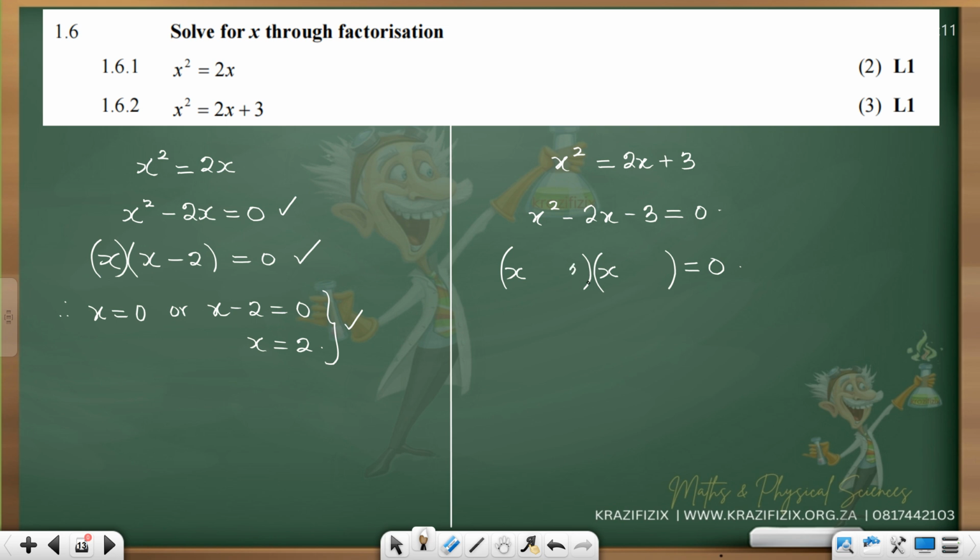Factors of 3 would be 3 and 1. But I want to get a negative 2, so it's 1 minus 3. That pair would work. 1 minus 3 would give me a negative 2. Always check, multiply back. Negative 3 times 1 would give me negative 3. Then we're good. So x minus 3 equals 0, or x plus 1 equals 0, so x will be equal to 3, or x would be equal to negative 1.